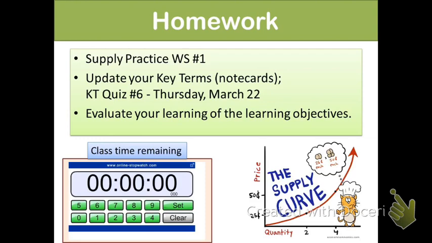So you can practice all of these concepts with Supply Practice and Review worksheet number 1. It is on Schoology. I have extra copies if you want to stop by and see me. Otherwise, review with that and study your key terms. There's about 59 key terms that will be required for Thursday. And see me if you have any questions.